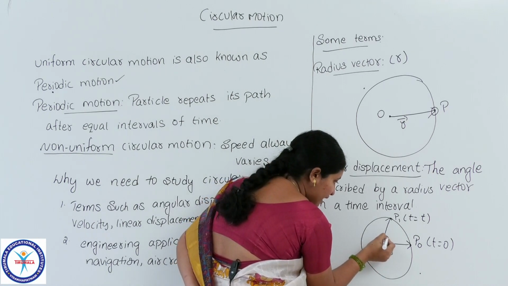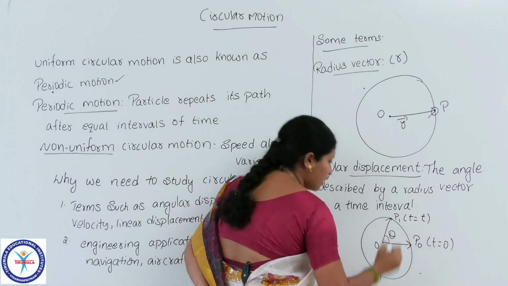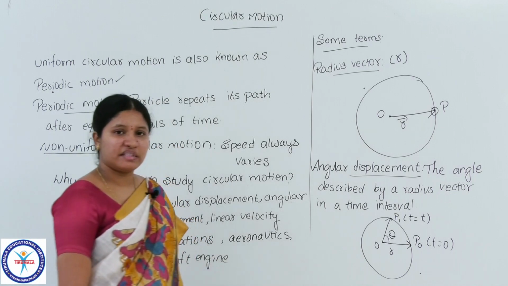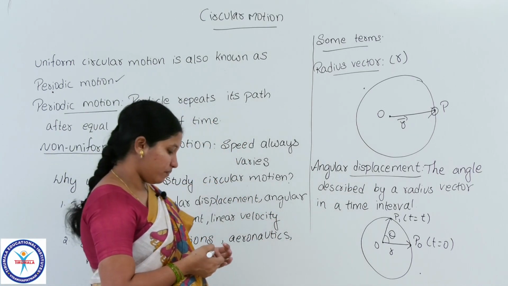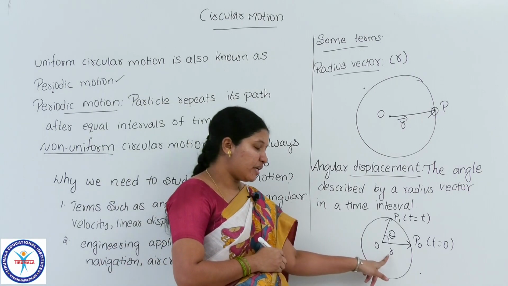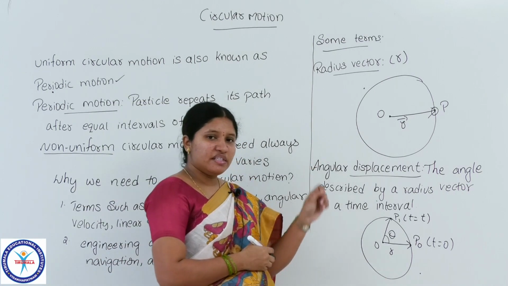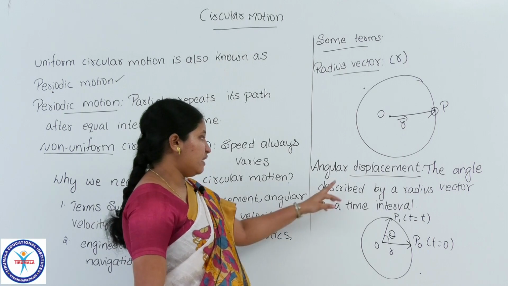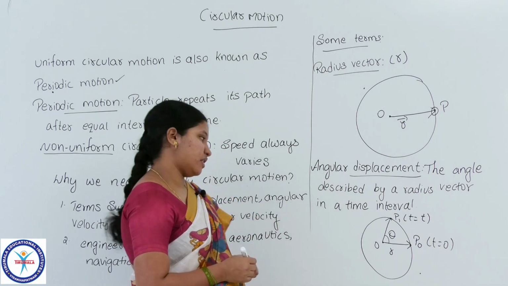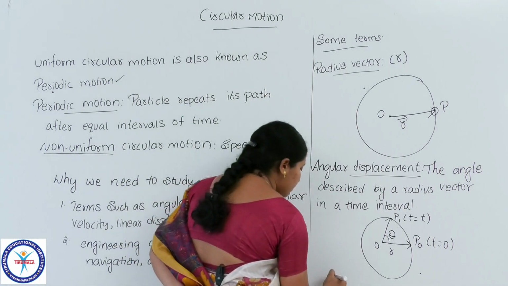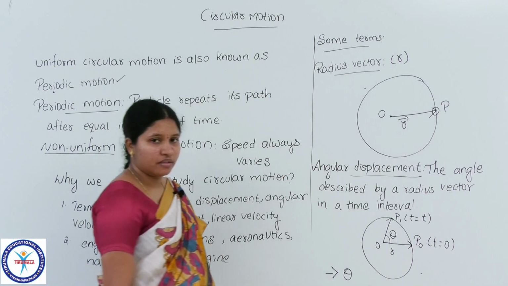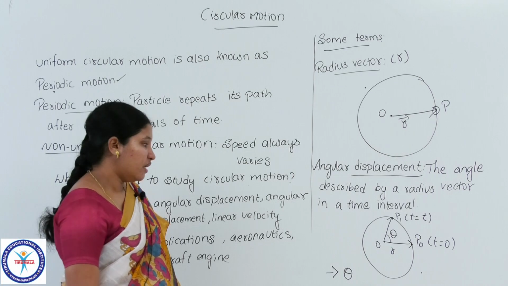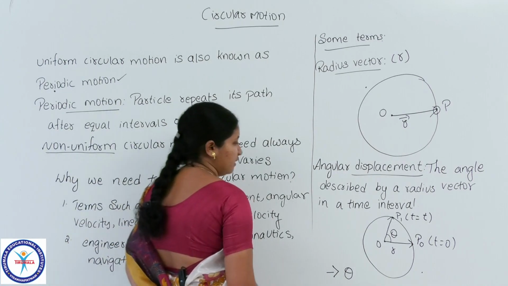There is an angle made by the radius vector. That angle is known as theta. Theta is nothing but angular displacement. So the angle which is made by the radius vector within a certain interval of time is known as angular displacement. Angular displacement is denoted by the letter theta.